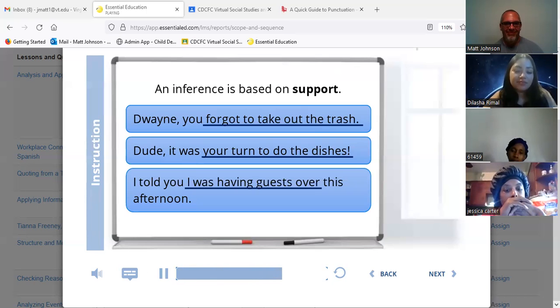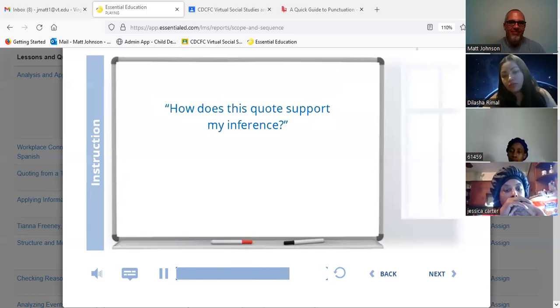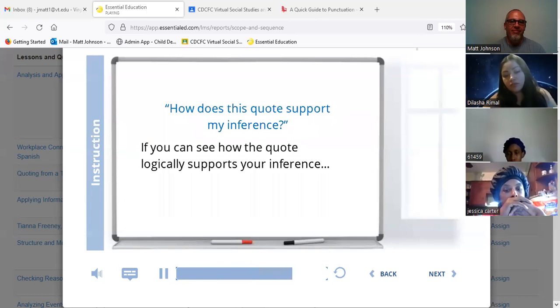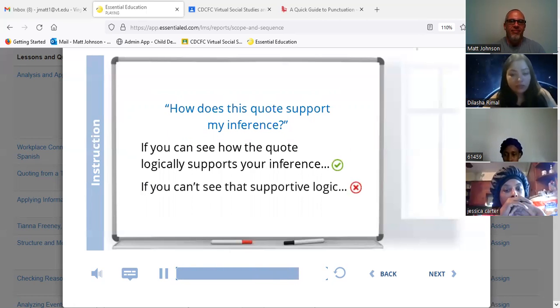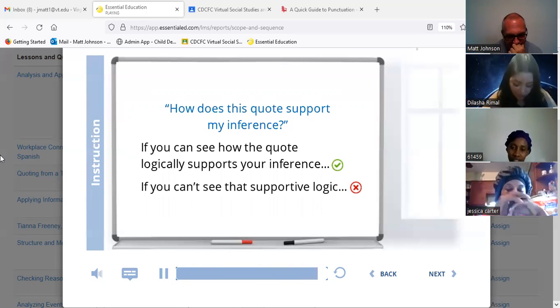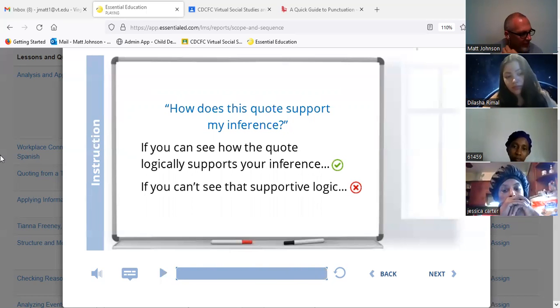If you're thinking about using a quote for support, ask yourself, how does this quote support my inference? If you can see how the quote logically supports your inference, then that's a good quote. If you can't see that supportive logic, ask yourself, why not? Is the quote off topic? What made you consider that quote? What made you think twice? The more you think about how a quote does or does not support an inference, the better you'll get at finding support for inferences. So what do you say, dude? Ready to identify quotes that support an inference?